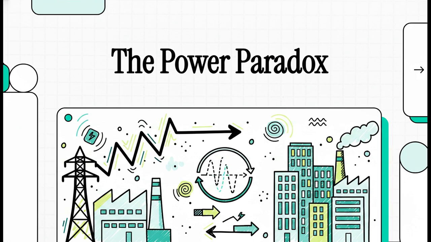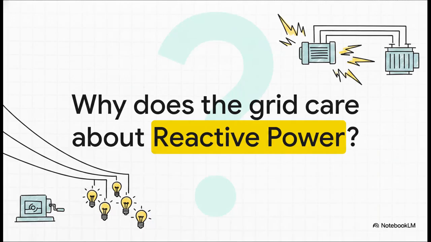So we're going to break down exactly what is happening invisibly inside our electrical grids and why mastering this invisible force is the absolute key to modern, efficient power delivery. Let's get into it. If reactive power does zero actual work, why on earth do grid operators care so much?